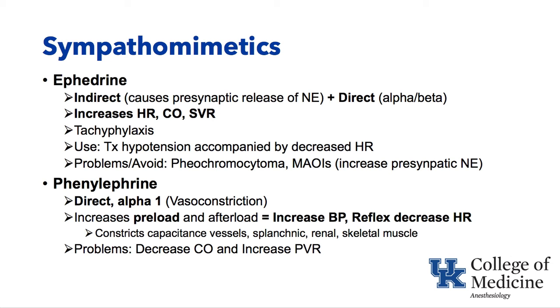Some problems with ephedrine: in patients, for example, who are taking MAO inhibitors, which increase presynaptic norepinephrine, remember ephedrine has an indirect effect, and you've got all this norepinephrine sitting presynaptically, and you can have a very unpredictable or massive effect from ephedrine, more than usual. Pheochromocytoma is another area where you would want to avoid the indirect action of ephedrine and move right to direct-acting medications.